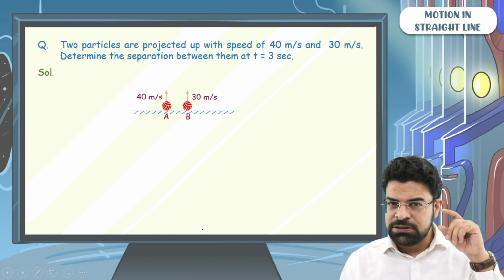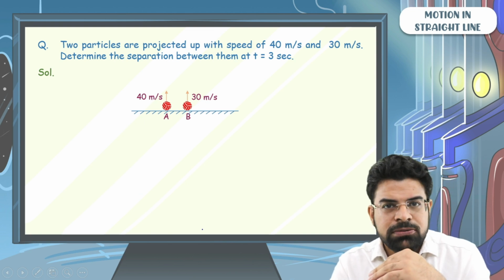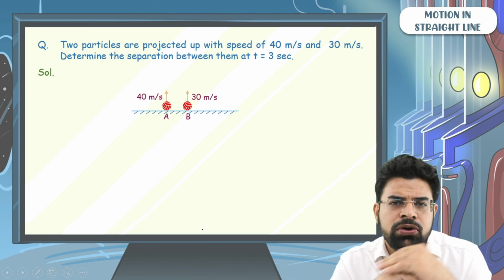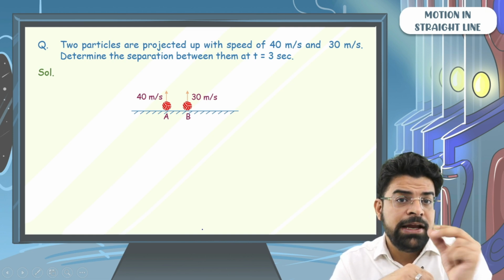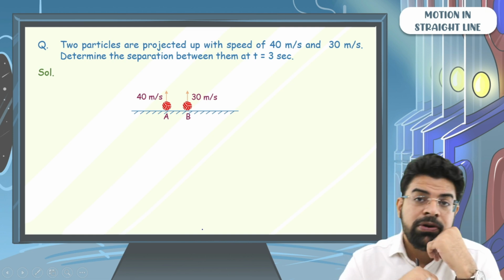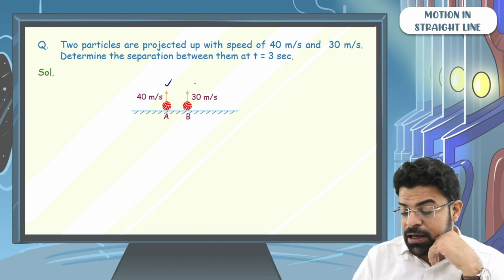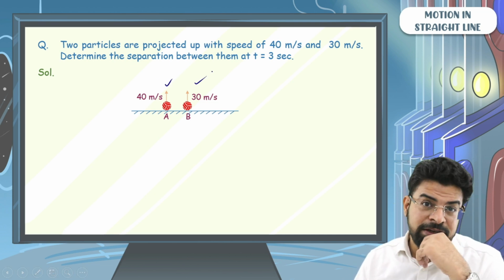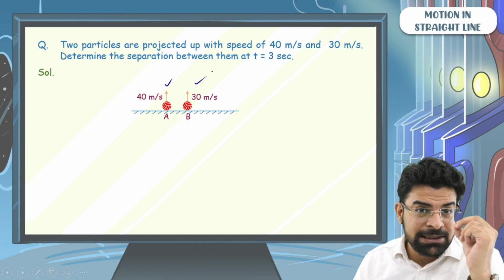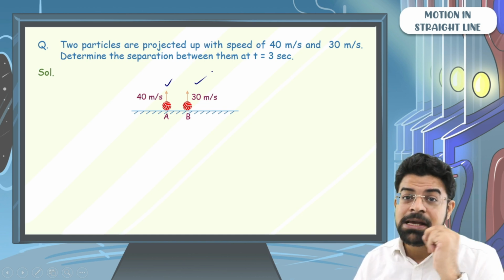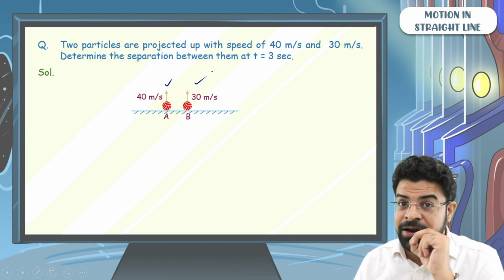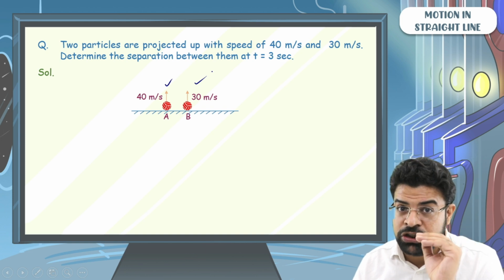Why are you discussing that question here? Because in the example I just took, there was no acceleration of A and B. But in this example, as the ball has been projected upwards, they will have acceleration. But since they have the same acceleration, their relative acceleration will be 0.